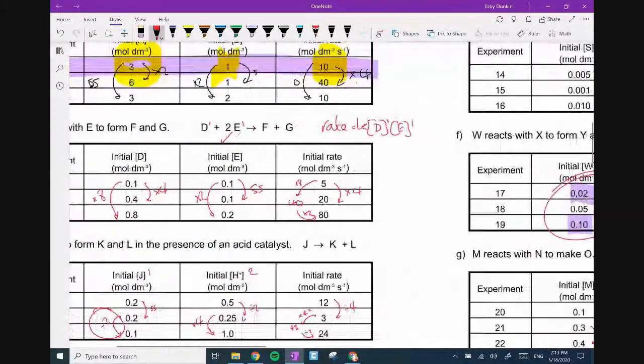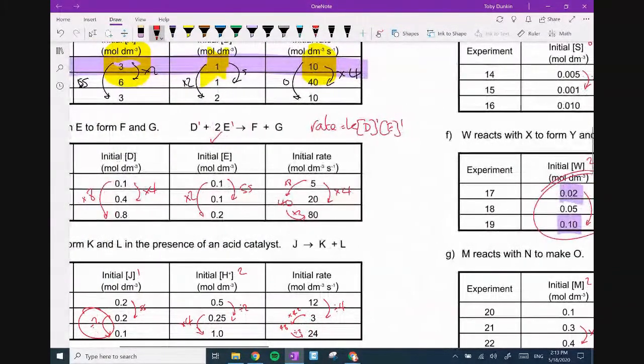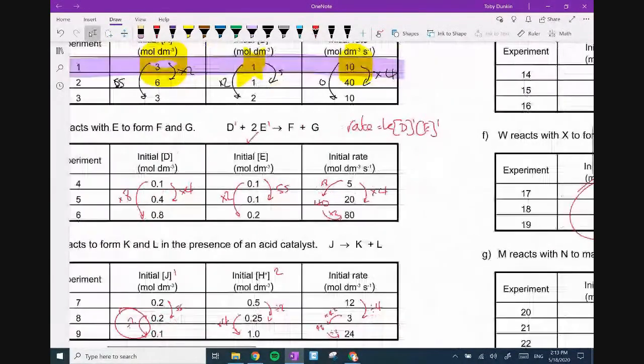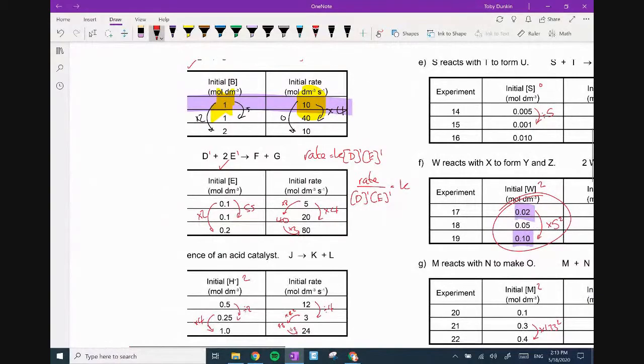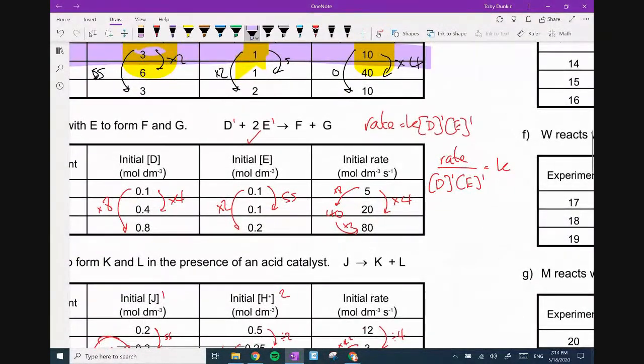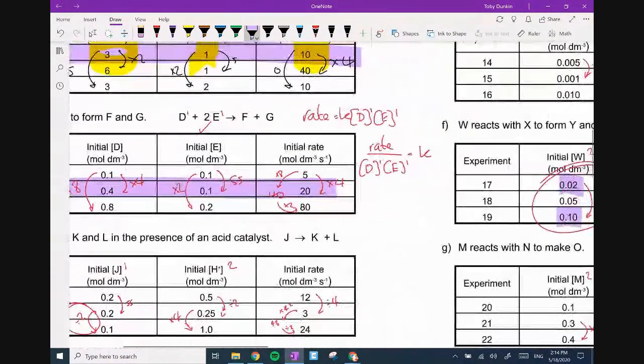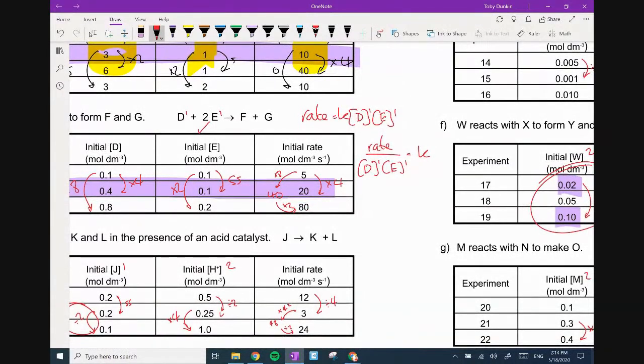Right, step 1, create your rate equation and reorganize. So rate divided by d to the power of 1, e to the power of 1 equals k. Right, input your data string. I'm going to choose the middle one this time. There we go, full data. Full string with everything I need.